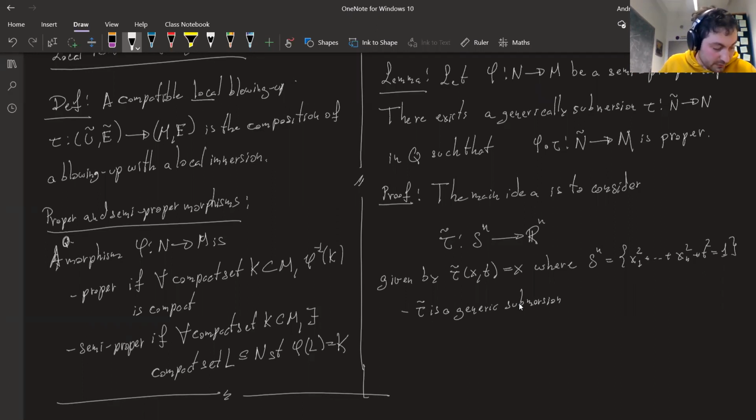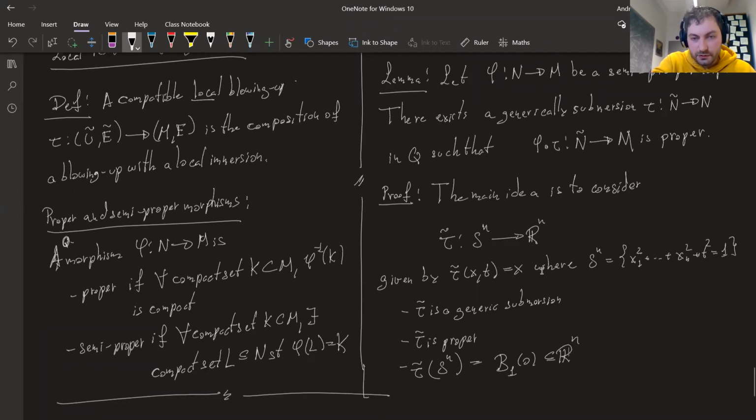And this one is also proper, it's locally generic of maximal rank, and it's proper. We are in a closed compact set, it is a continuous function, so it's going to be proper. And T tilde of Sn is simply the ball of radius 1 and center 0 in Rn.